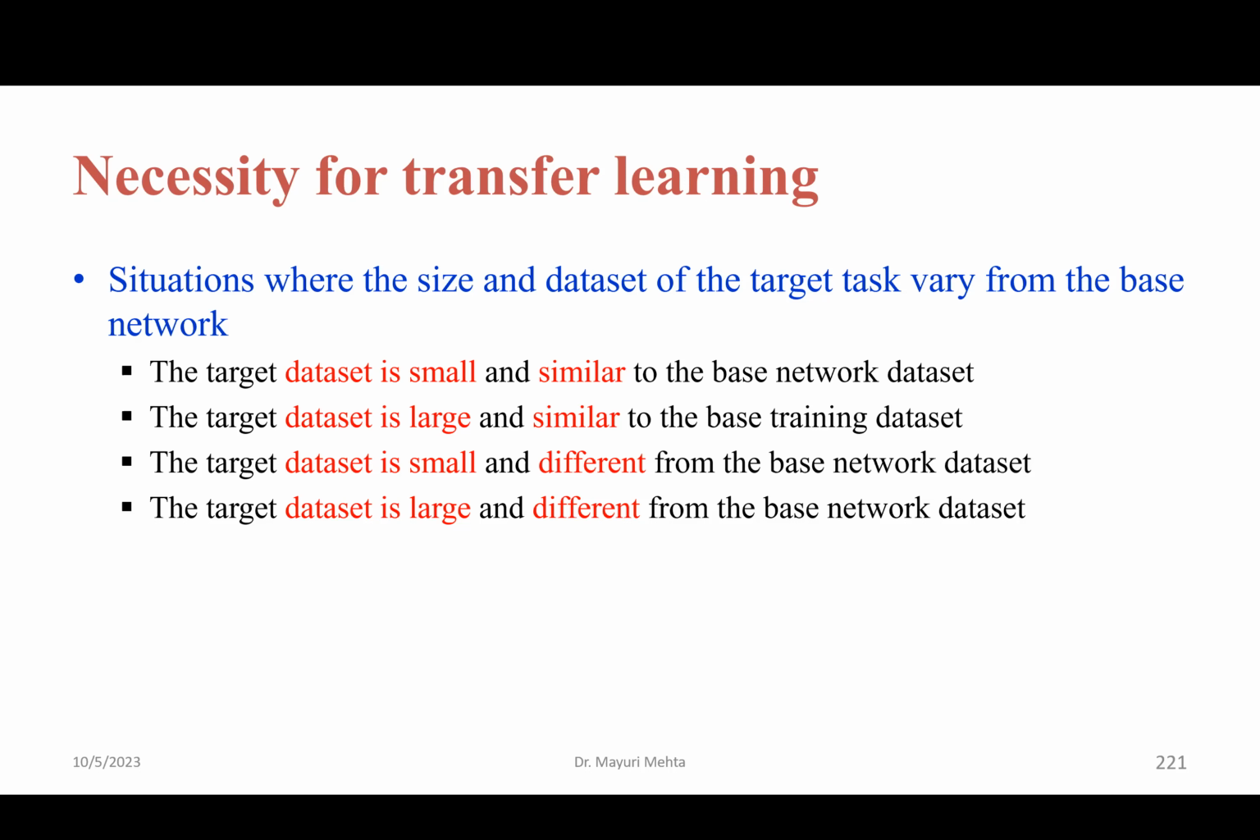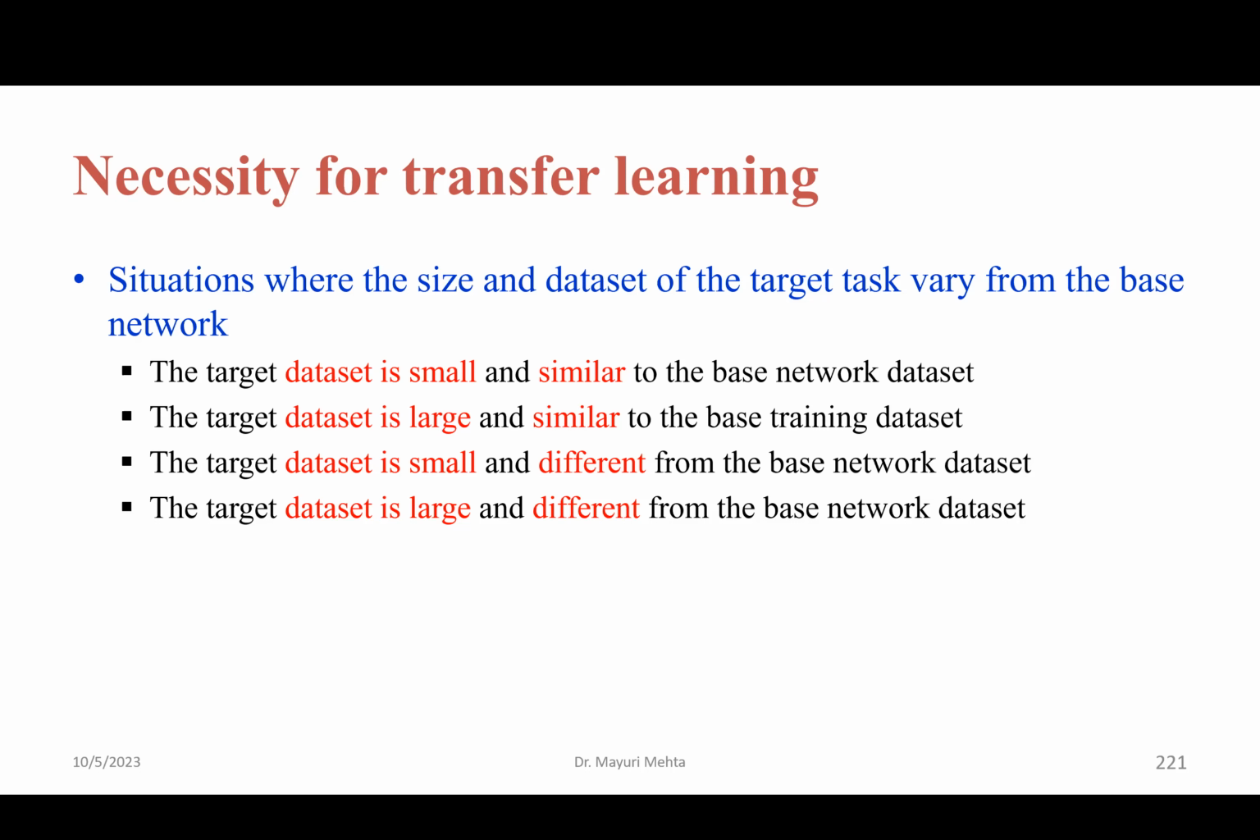The third possibility, where again we will have the target data set small and large, but the difference is the data set which was used to train the pre-trained model was different. Like it was not similar to this data set. So in this case, what is possible?